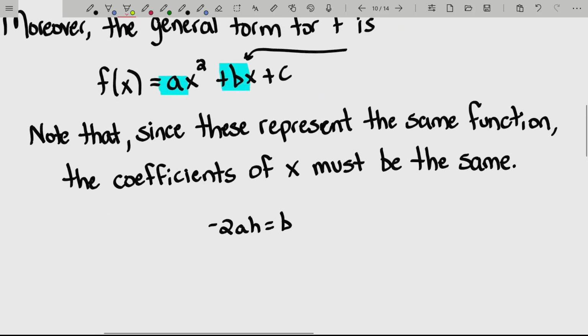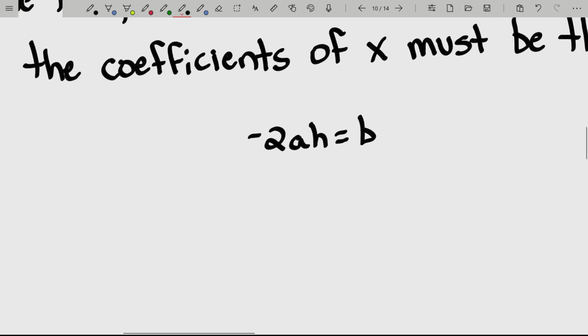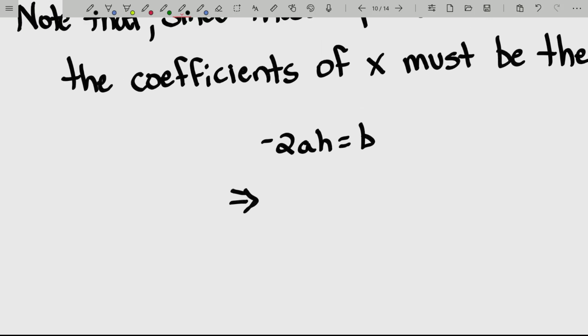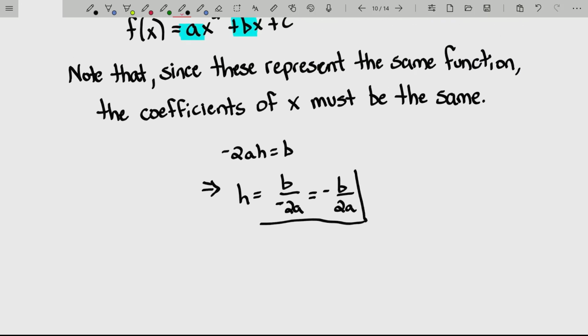So I know the vertex is at h, and look what we have in this equality here, h. If I solve that for h, then I'll get the following. h is equal to b divided by negative 2a, or in other words, negative b over 2a. And that is my condition. Remember, h is the x value of the vertex. And what did I just find out? h is equal to negative b over 2a.